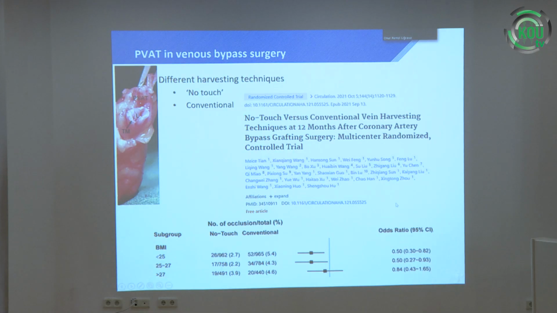And interestingly, when looking at a recent clinical trial, when they compared the no-touch to the conventional techniques by just looking at the amount of occlusions, what they actually observe is that the no-touch technique is protective, but when you then look into the sub-analysis, you see that this is actually only true for the lean to moderate overweight patients, whereas if you look in the overweight patients, its protective effect is lost, indeed indicating that the PVAT might have protective effects in lean patients, but in obese patients it's actually not that good.